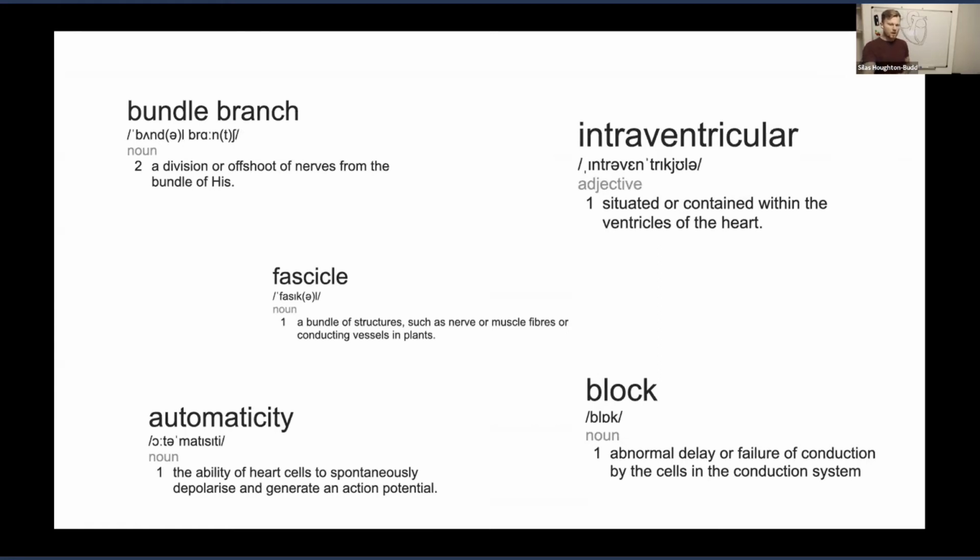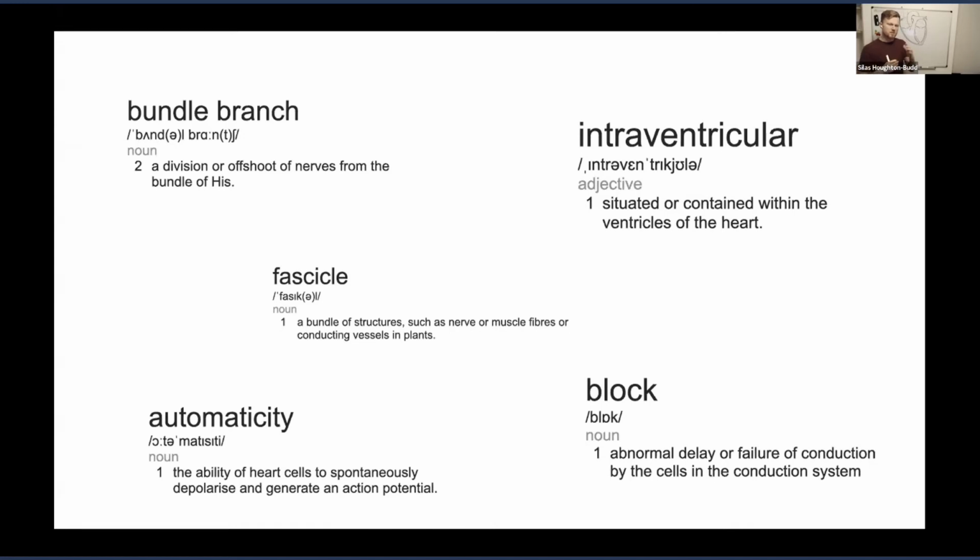And so the term intraventricular, where I've said intraventricular conduction delays for the title of this presentation, that just means that it's situated or contained within the ventricles of the heart. It also refers to ventricles elsewhere in the body, but obviously in the context of today, we're talking about the heart.